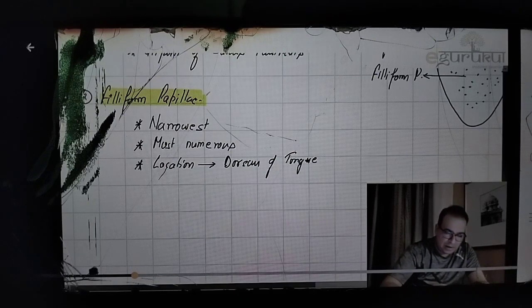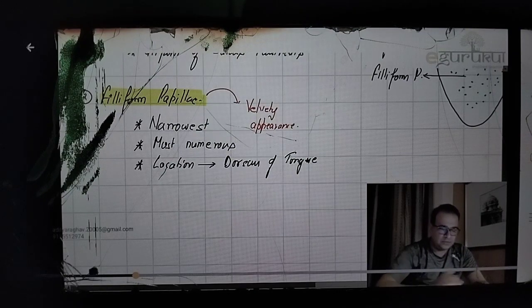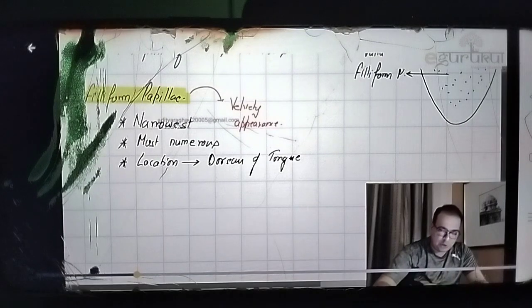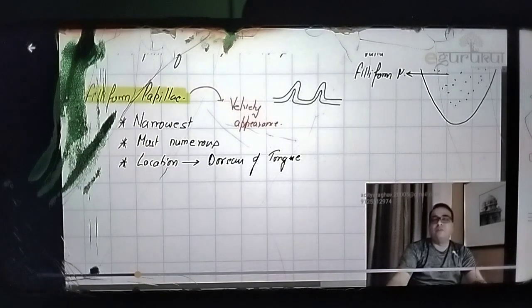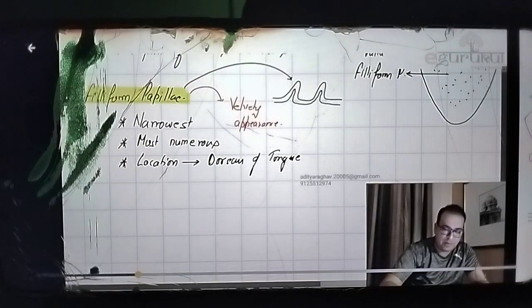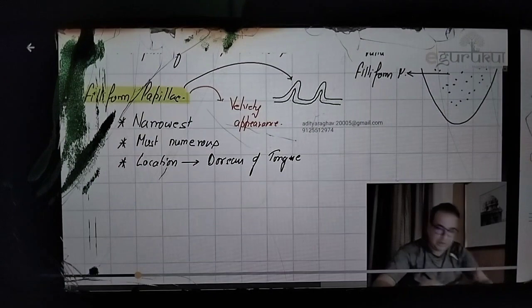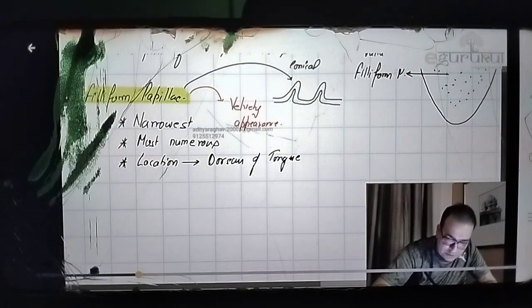These filiform papillae are responsible for the velvety appearance of the tongue. And when you see this again in the histology slides, they will look like conical projections coming out like this. ऐसे ऊपर निकले होंगे. These are called the filiform papillae, which come out as conical projections. Let me write that here also: conical projections.